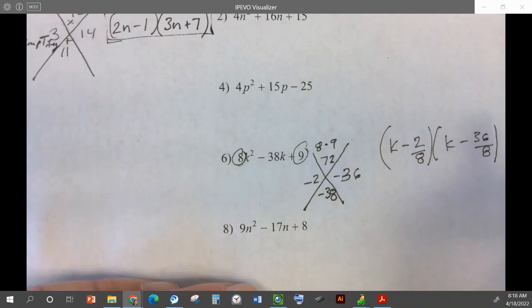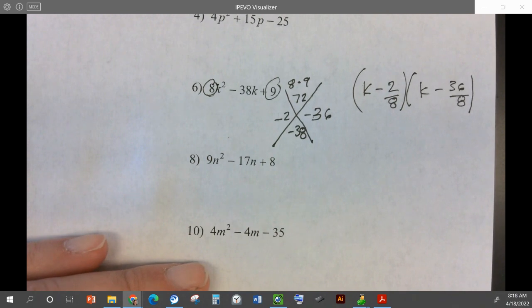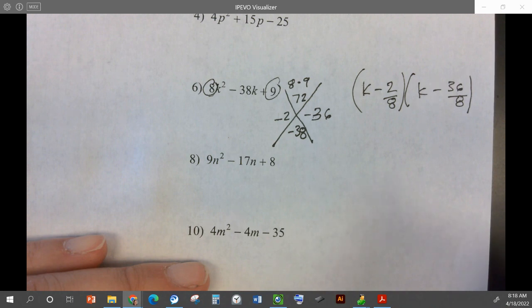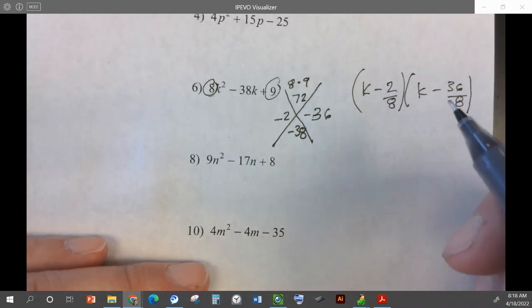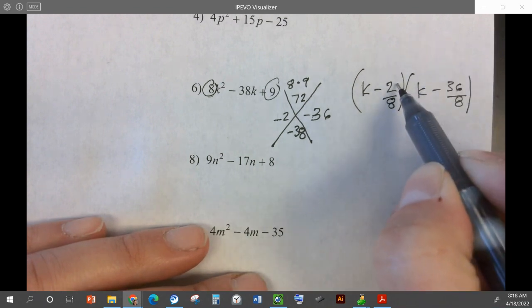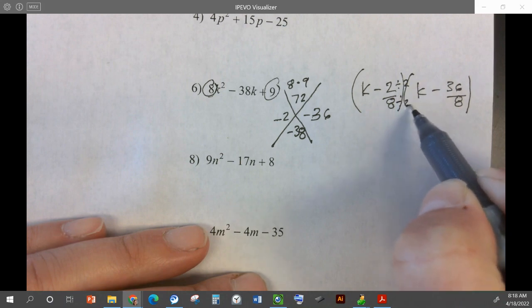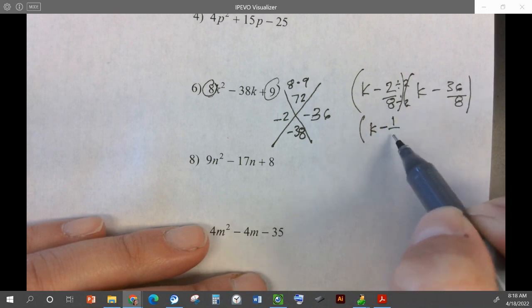Okay, so what's next? We're not done. We're not done yet. Do you know what we do next? Good, we're going to simplify. So we have these two fractions. We're going to simplify them as far as we can. So we have two even numbers. So I'm going to divide both of these by 2. So this would be k minus 1 over 4.